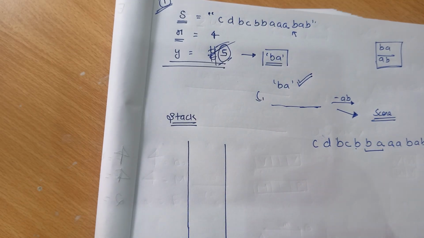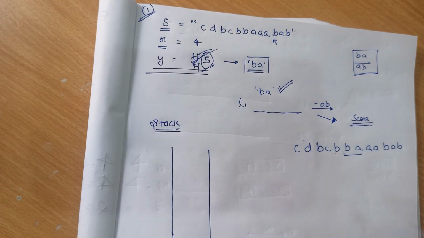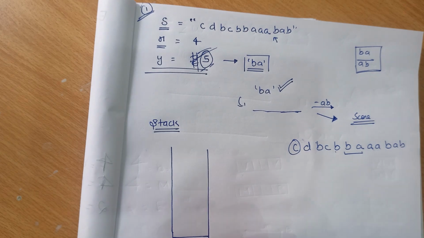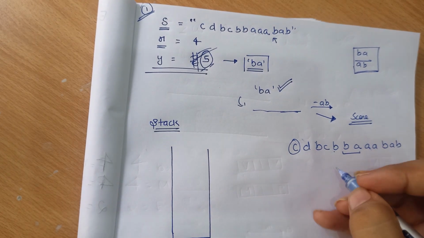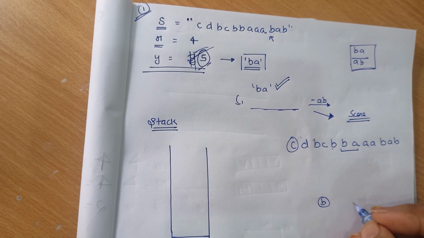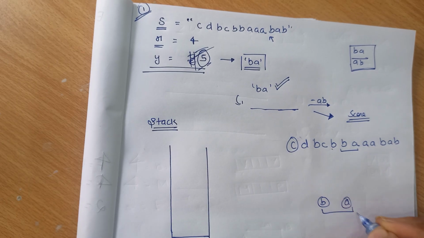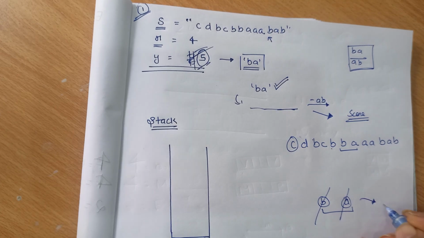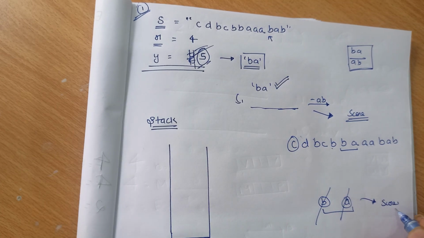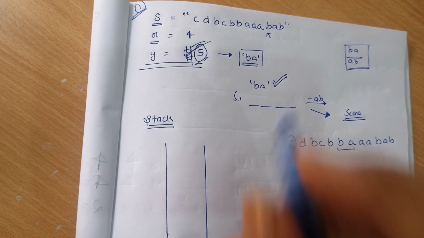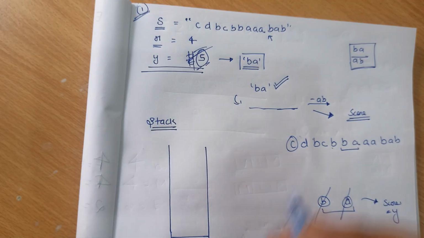What we are going to do is put the elements in the stack if it is empty, and if there is B at the top of the stack and in the string we get A consecutively, then we remove those elements, count and add that score to the score. Okay. Now let's get back to the stack.